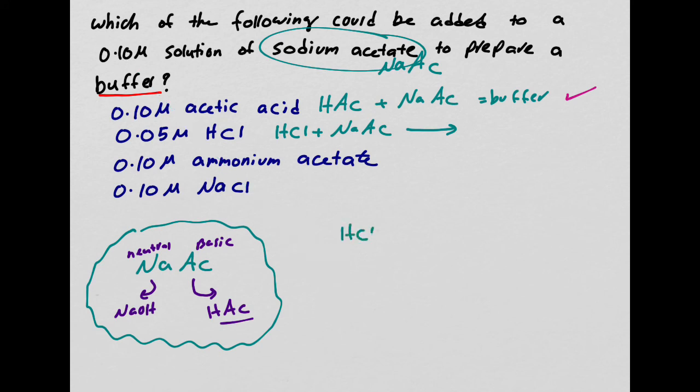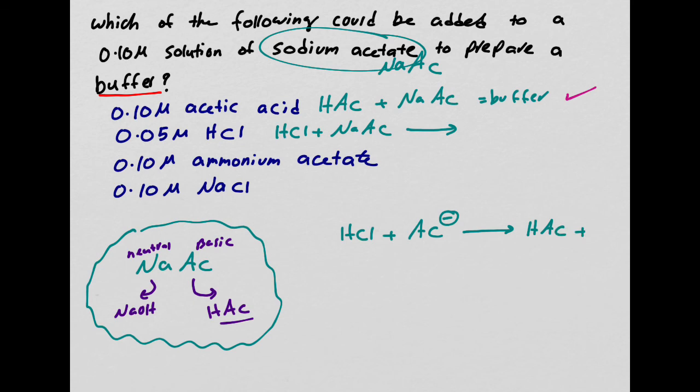So I have HCl plus this AC minus, right? We talked about it over here. That's because Na plus is just neutral, not going to do anything. So I have my acid and I have my base. The acid is going to lose a hydrogen, the base is going to get a hydrogen. So this is going to be HAC.